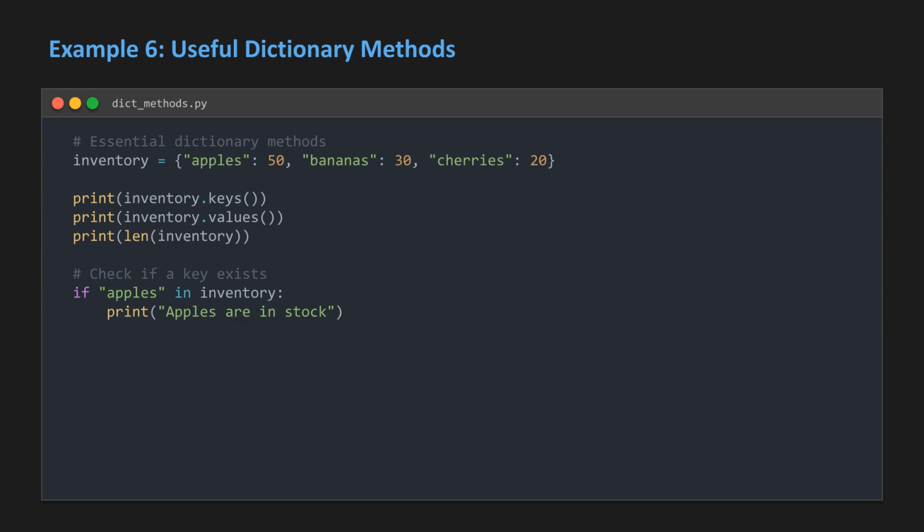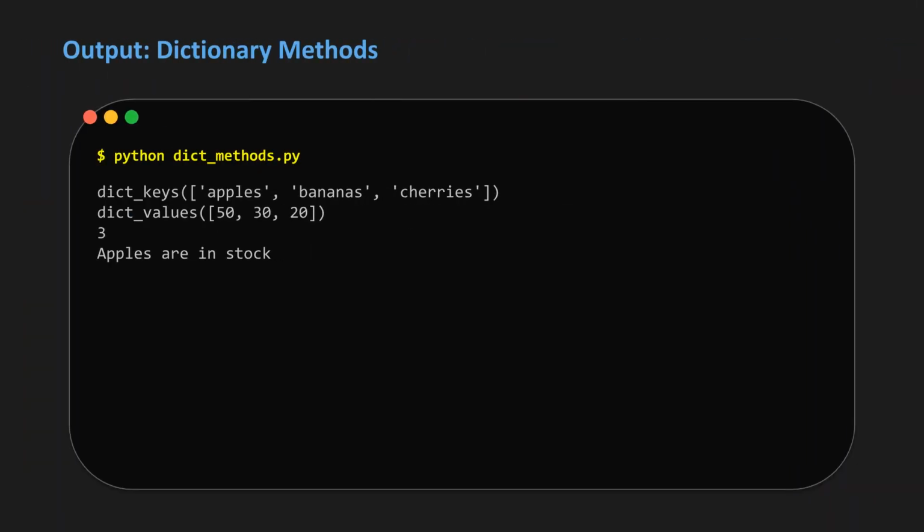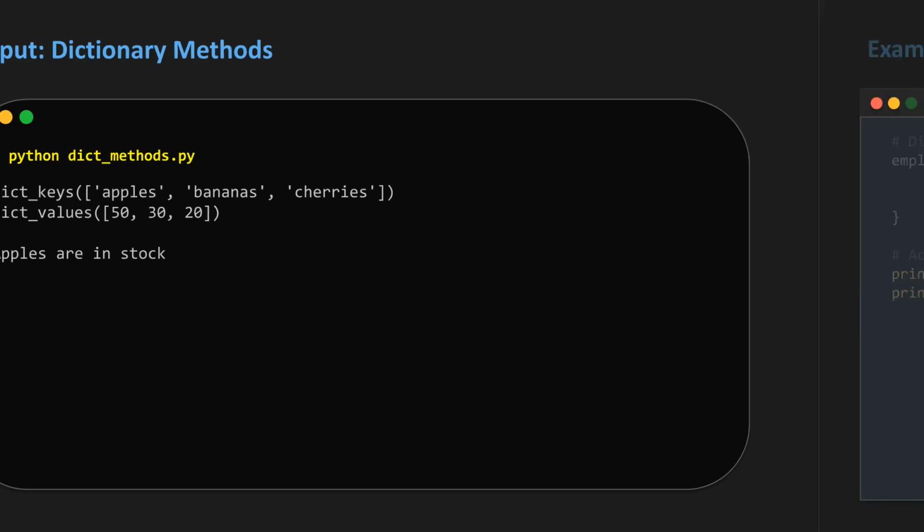Useful dictionary methods include .keys and .values, to retrieve all keys or values as separate views. The built-in len function gives the number of items. You can also check for key existence using the in keyword. The output for the dictionary methods example first shows the keys and values using the respective methods, then the total number of items, and finally, confirms whether apples is in stock.